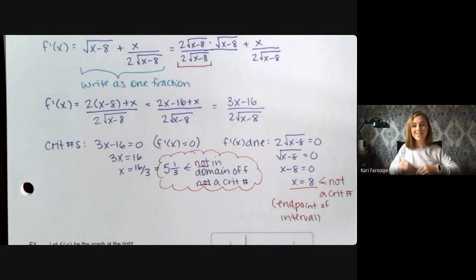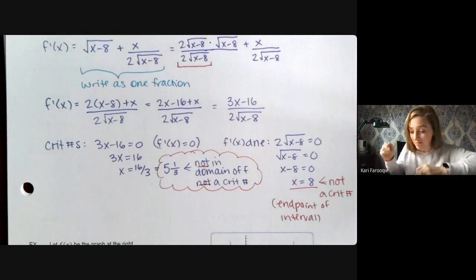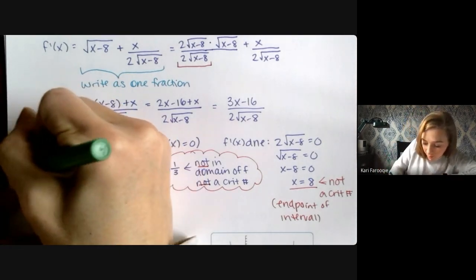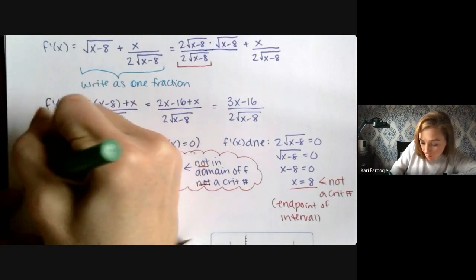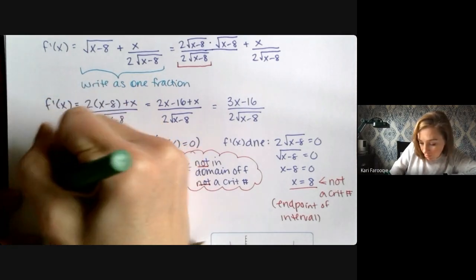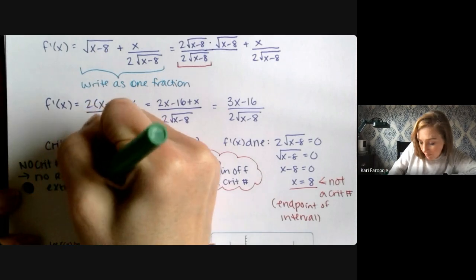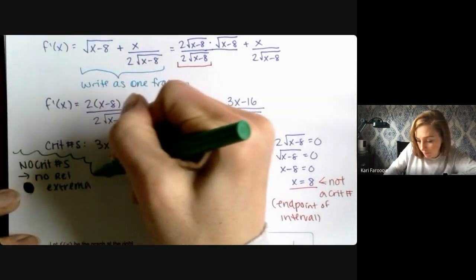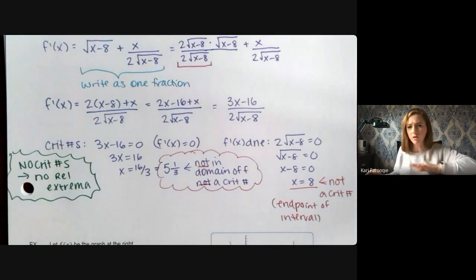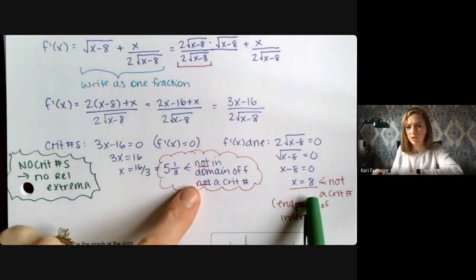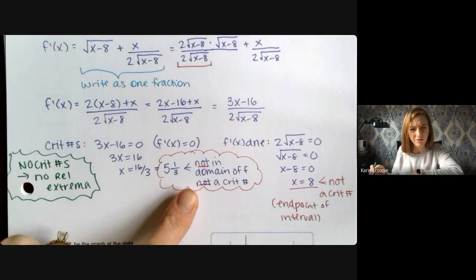Wow. Dropping pens everywhere. No critical numbers means no relative extrema. It's very important, and it's very subtle, where there's all this information that you think you have, but you're like, wait, do I even have any information?